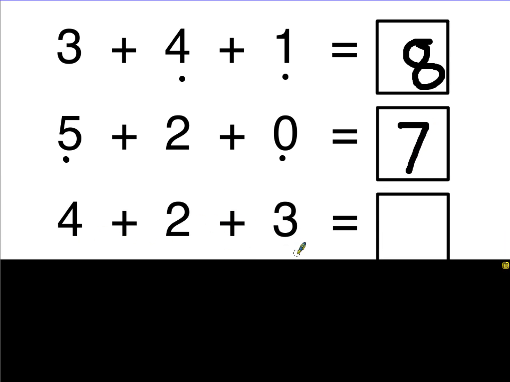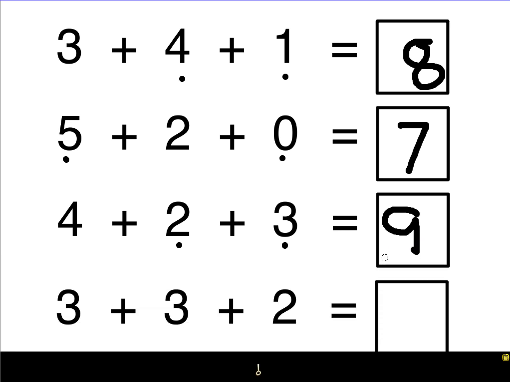Which two numbers make 5? 2 and 3. So you grab the 5, count 4 more. 5, 6, 7, 8, 9. Which two numbers make 5? 3 and 2. Grab the 5, count 3 more. 5, 6, 7, 8. And if you could see me, I'm actually grabbing and counting.